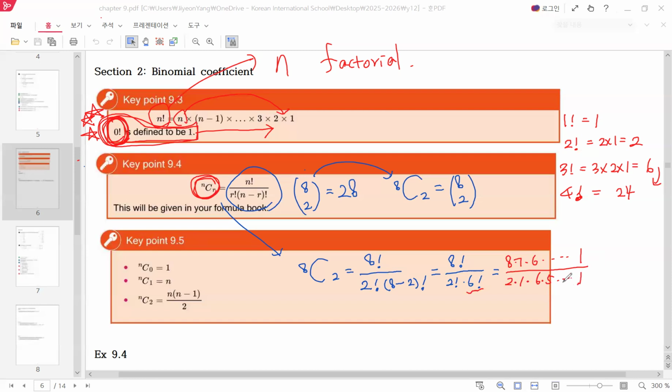Do you understand? And then, as you can see, 6 to 1, 6 to 1 here, they are the same so that you can cancel down. Then just calculate 8 times 7 divided by 2, which is 28.